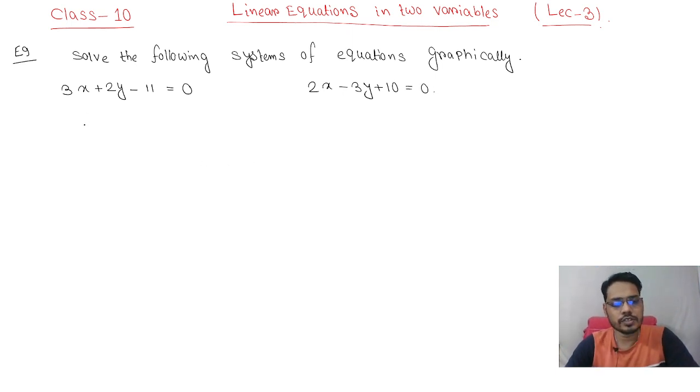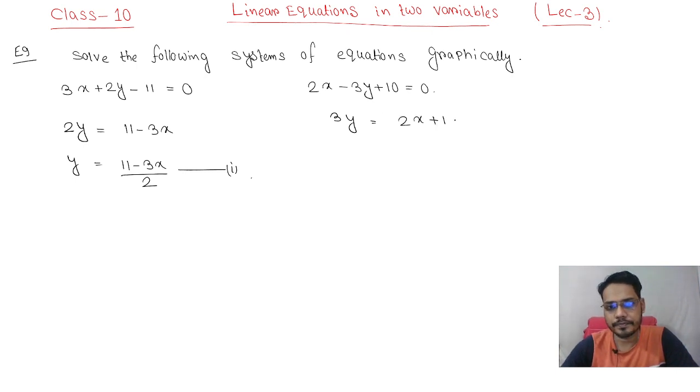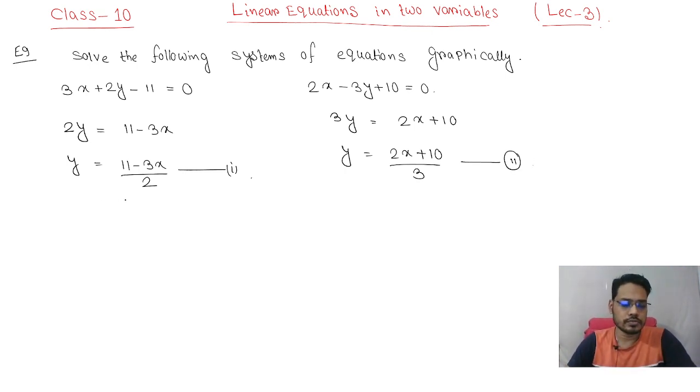Now from this equation you can get that 2y will be 11 minus 3x. Now y will be (11 minus 3x) by 2. That will be equation number 1. And from the second one, 3y will be equal to 2x plus 10. Now y is equal to (2x plus 10) divided by 3. That will be equation number 2. So now put the values in the equation number 1.